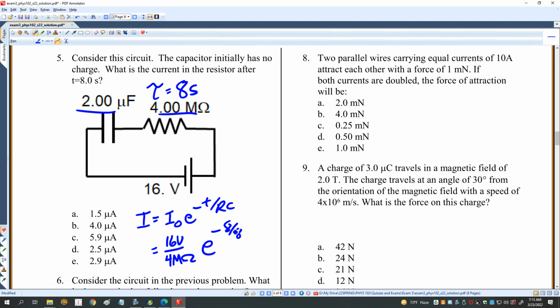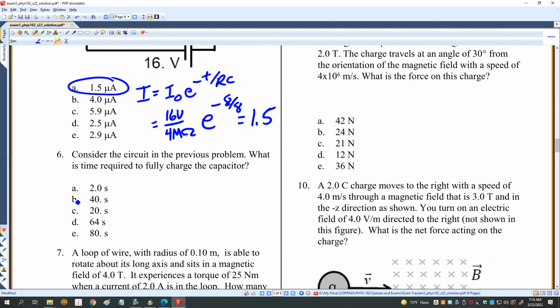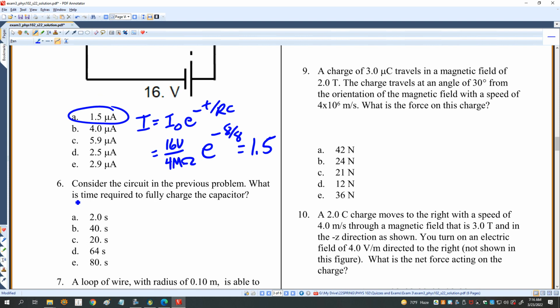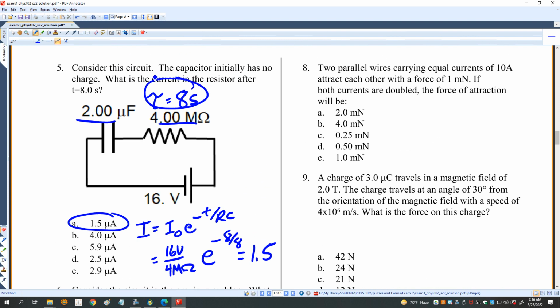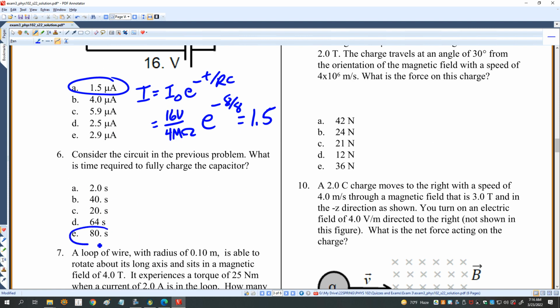Also, this should be 37%, right? 16 divided by 4, or that's 4, times e to the minus 1. I get 1.47 or 1.5. That is in microamps because of that mega ohms, very small current. What is the time required to fully charge the capacitor? Remember, RC was equal to 8, so that means it's going to be 8 tau, or 80 seconds.